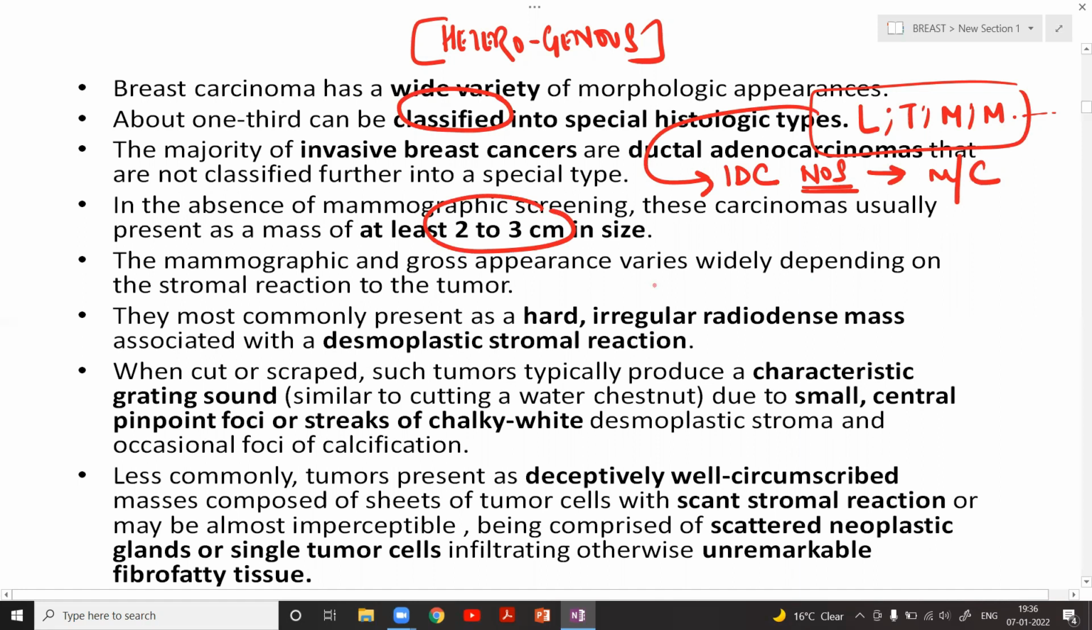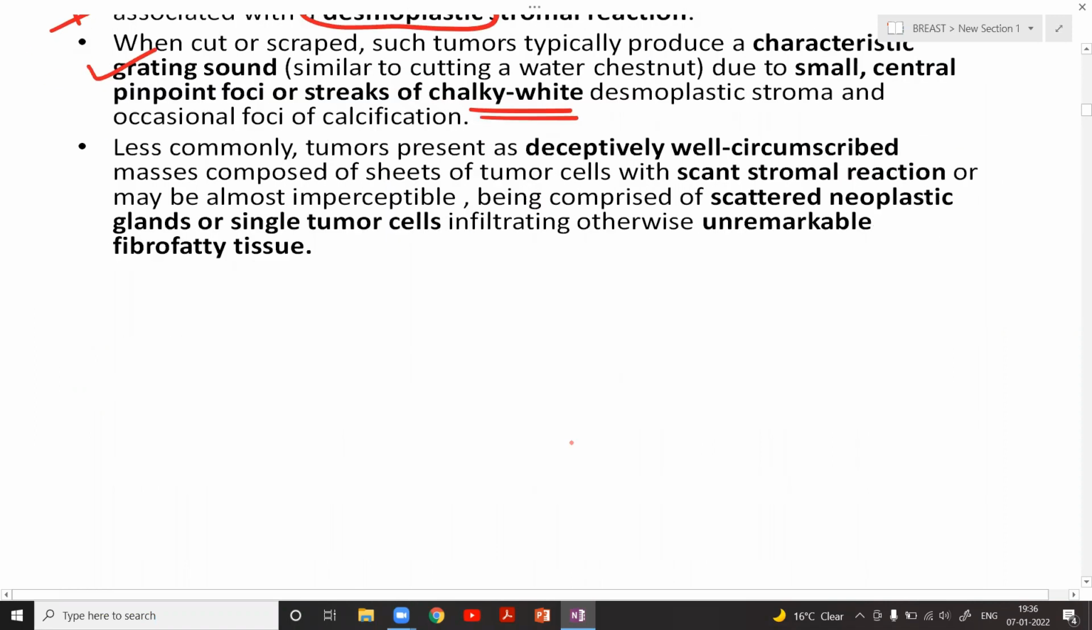Most commonly, as you have also done the grossing, a breast carcinoma presents as a very hard, irregular, dense, radiodense mass with a lot of hard desmoplastic stromal reaction. Yes, so this is the most common presentation. When such a tumor is cut, it is going to produce a characteristic grating sound. And you might also see chalky white desmoplastic stroma with areas of calcification. Okay, so let me just show you.